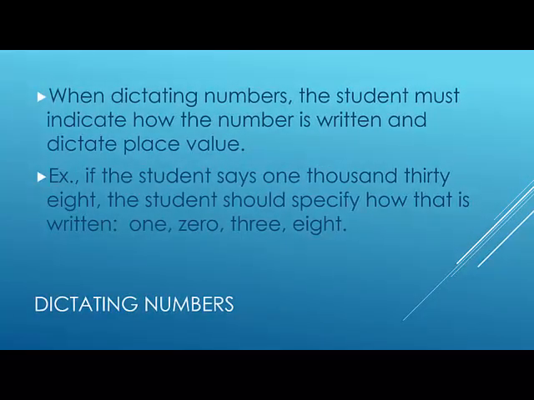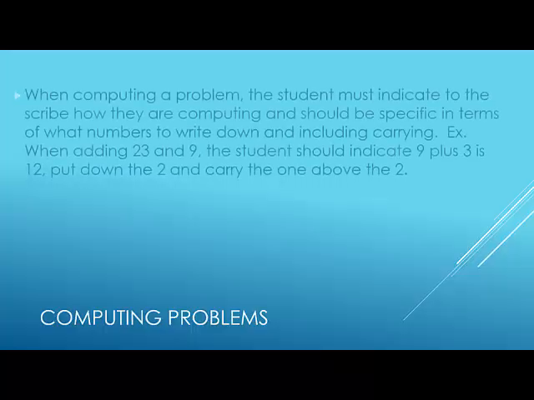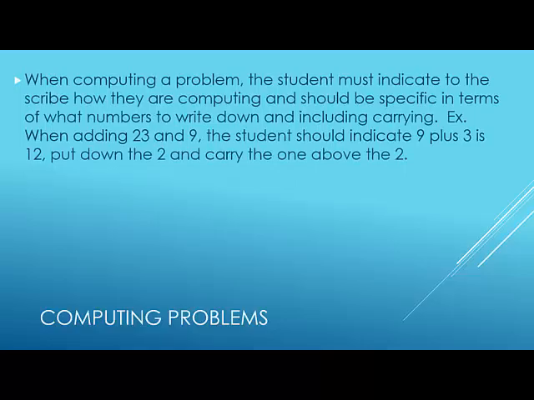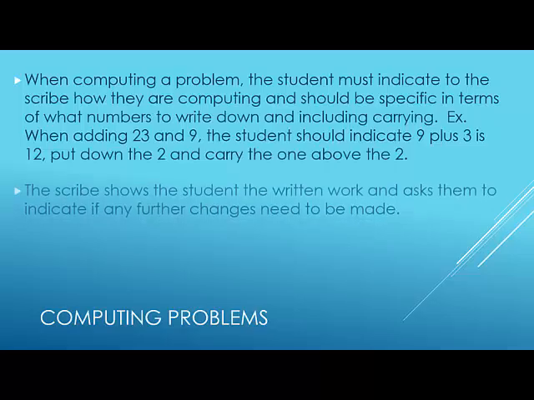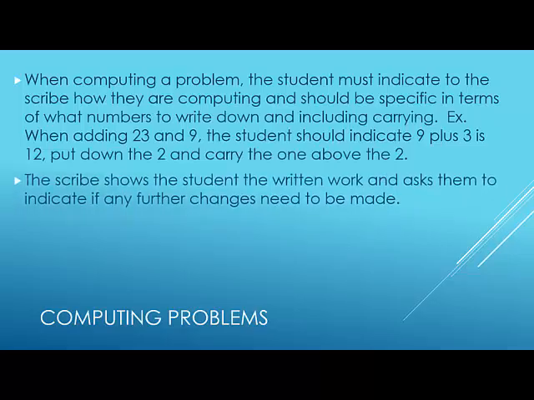When the student says 1038, the student is specifically going to have to tell us to write a 1, a 0, a 3, and an 8. Because if they miss that 0, the number is actually very different. Sometimes they get into computational problems. For example, when you're adding 23 and 9, the student actually has to tell you place value: 9 plus 3 equals 12, put down the 2 and carry the 1 above, thereby indicating they know the correct procedure.